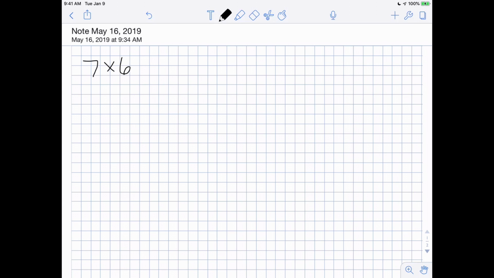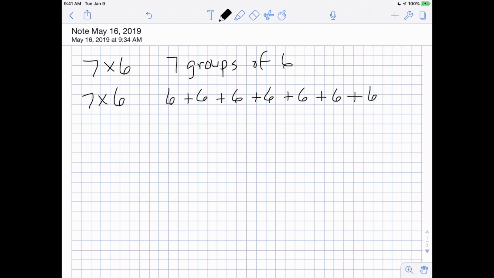So 7 times 6, I want you to think of that as 7 groups of 6. All right, so what does that mean? Okay, so 7 times 6 means it's going to be 6 plus 6 plus 6 plus 6 plus 6, 1, 2, 3, 4, 5, plus 6 plus 6. All right, so now we're essentially going to use that distributive property.